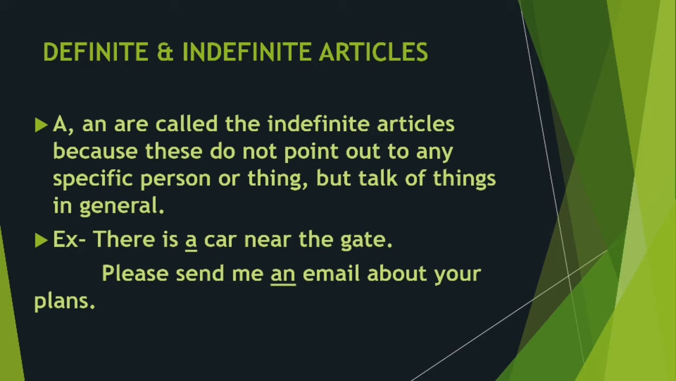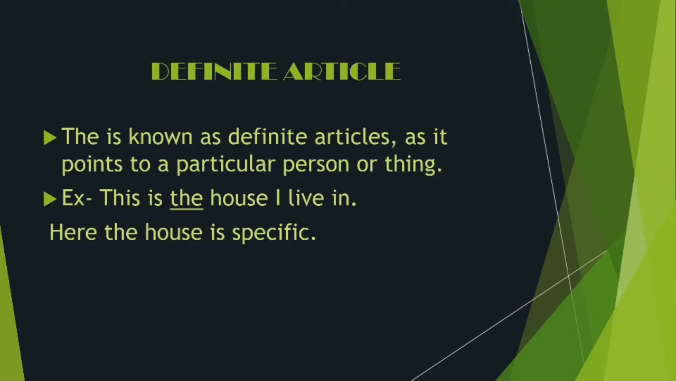A and an are called indefinite articles because these do not point out to any specific person or thing, but talk of things in general. This I have already told you. A और an को हम indefinite articles क्यों बोलते हैं? Because ये किसी particular चीज़ के बारे में नहीं बताते हमको. Okay, they talk of things in general चीज़ों के बारे में. There is a car near the gate. कि कोई कार है गेट के पास. Please send me an email about your plans. एक email भेजो about your plans. So here a and an are talking about general things, nothing particular. Okay, that's why they are called indefinite articles.